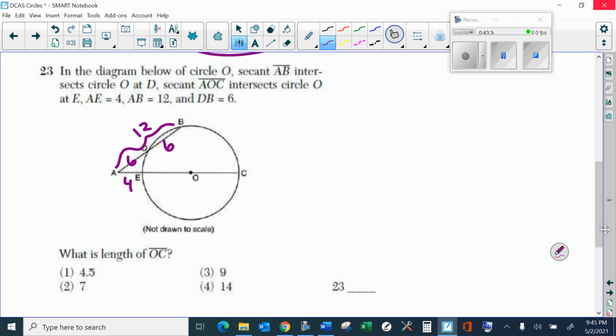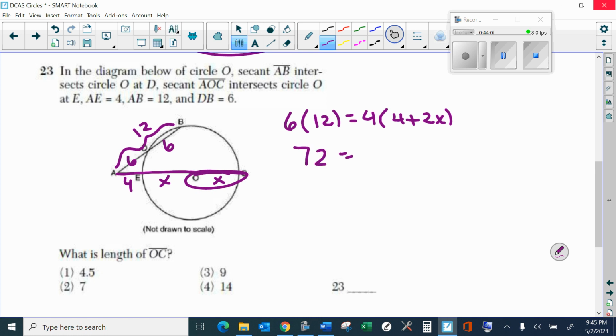So we have 2 secants. So we do outside times whole. So 6 times 12 in this one equals outside 4 times the whole. If we call it OC, we want OC. If I call each of these x, then the whole length would be 4 plus 2x. Then when I solve for x, I'm actually solving for OC itself. Okay, so now we solve that. 72 equals 16 plus 8x. Subtract the 16 across, 56 equals 8x, so x equals 7.